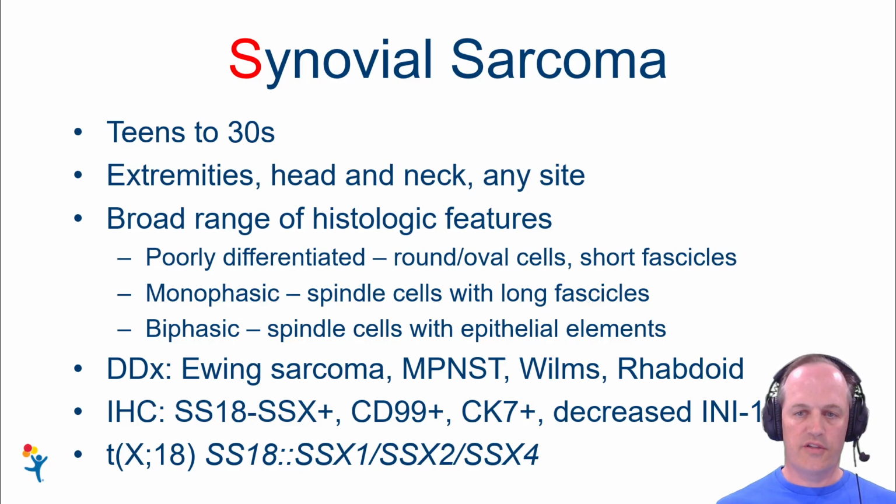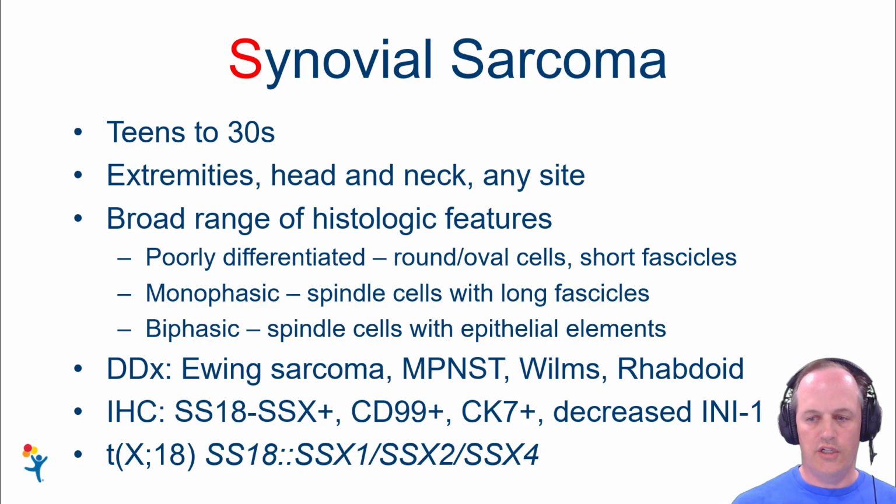CD99, this is another tumor that's going to have some CD99. It's not going to be as strong and diffuse as Ewing sarcoma, but it's going to be there. Cytokeratin, any cytokeratin, I particularly like cytokeratin 7, is going to be positive. It's going to really help you draw out those epithelial elements.